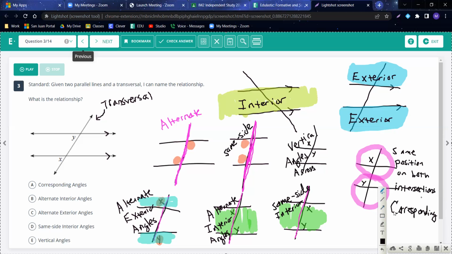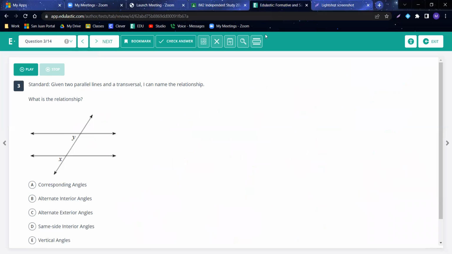Okay, so in this case, this is the answer because you have one on this intersection, it's in the bottom left, and on this intersection, it's in the bottom left. They're not both interior, they're not both exterior, they're not on alternate sides, so they have to be corresponding. So the answer to this question is corresponding angles. Click that right there, check answer, and we are done.